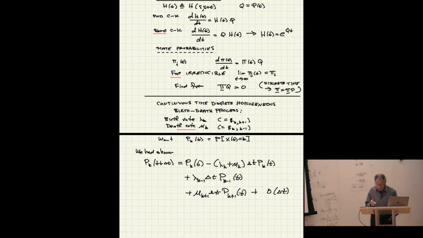Now, that was all about the transition probabilities. Let's talk about the state probabilities themselves. Pi sub j of t, it's the probability of being in state j at time t.